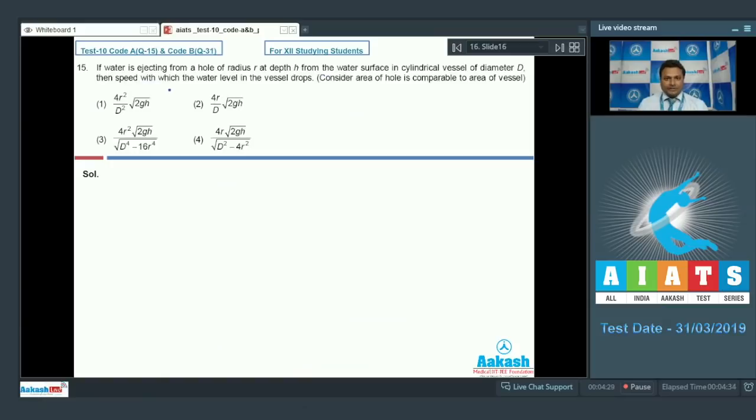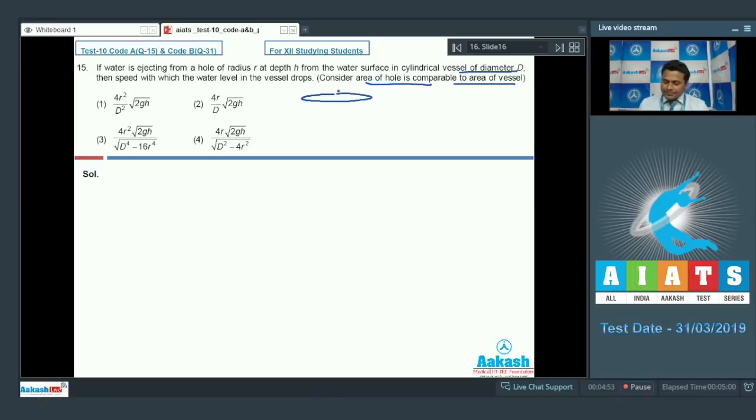So here is question number 15. If water is ejecting from a hole of radius small r at a depth h from the water surface in cylindrical vessel of diameter capital D, then the speed with which the water level in the vessel drops, considering area of the hole is comparable to area of vessel. Now the question is combined application of Bernoulli's theorem as well as continuity equation.